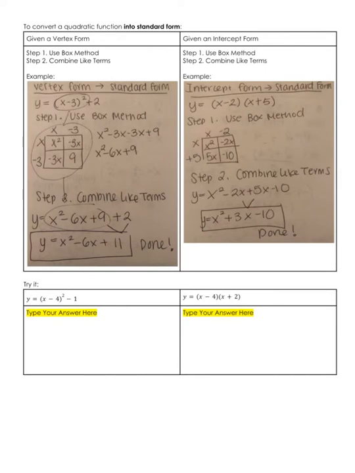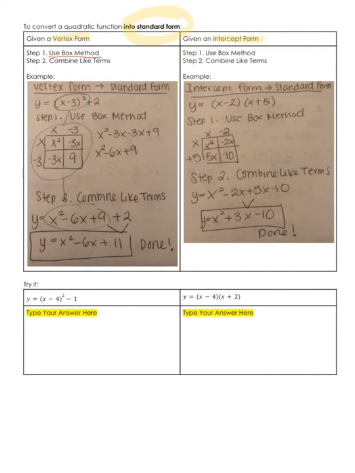So here we have vertex form and intercept form, but we want to change into standard form. In order to change the vertex form into standard form, we just use the box method. That's my step number 1.